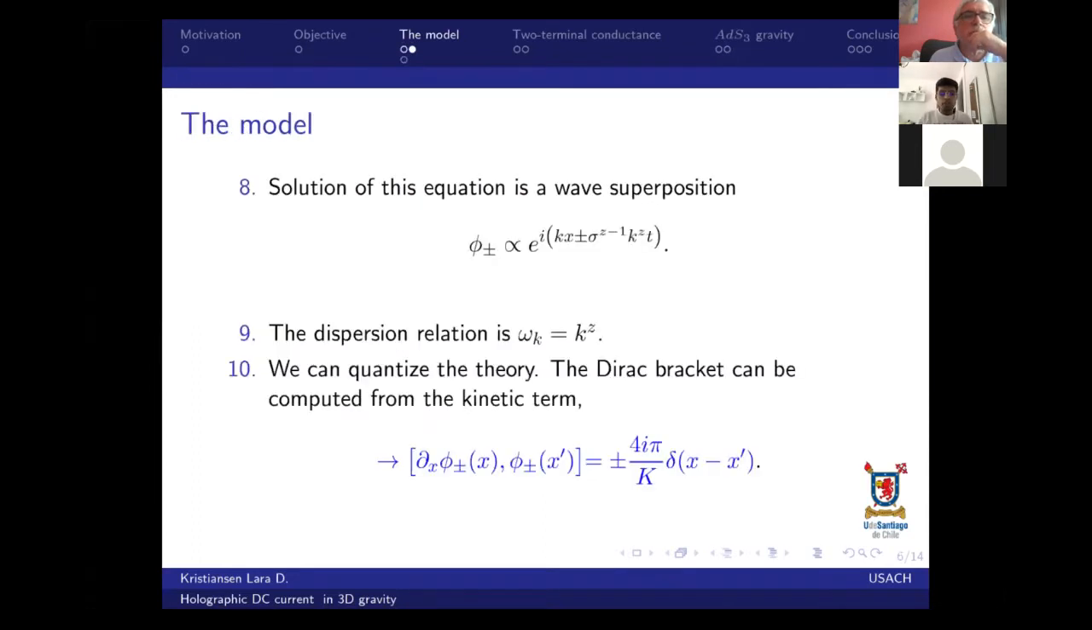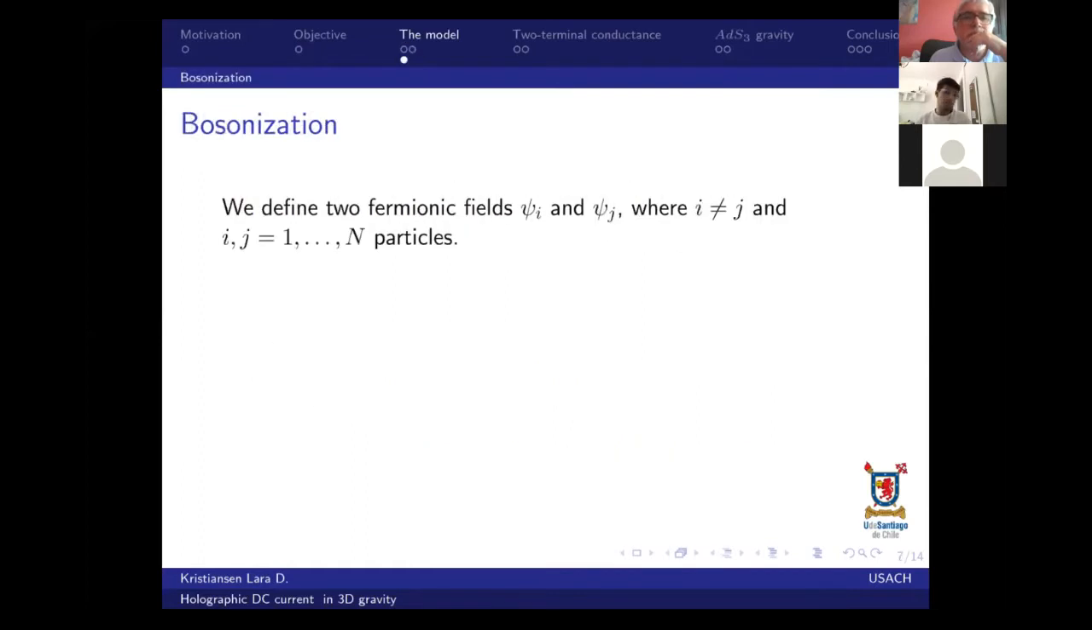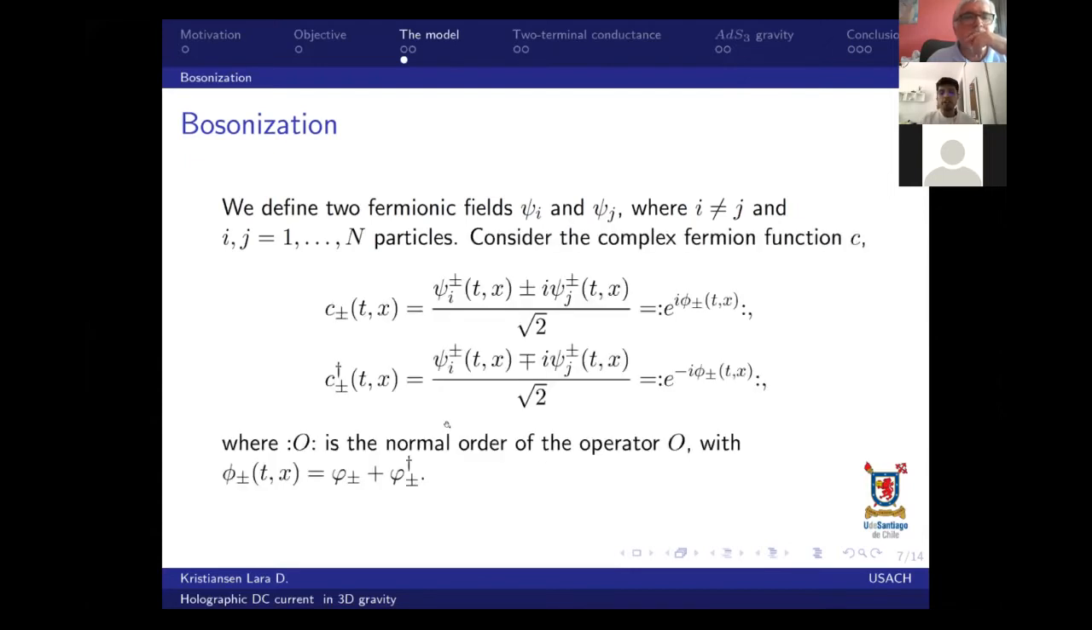So now we studied the model in terms of the bosonic nature that it has. Now we're going to study the same model, but in terms of fermionic variables. For this, we are going to define two fermionic fields, psi_i and psi_j, where i is different from j, and i and j are labeling the 1 to N particles. And we are going to define the annihilation operator psi and the creation operator psi dagger, where the dots denote the normal order of operator O, where the bosonic field is expanded in some bosonic annihilation and creation operators respectively.